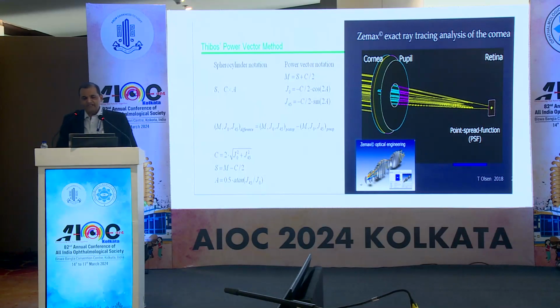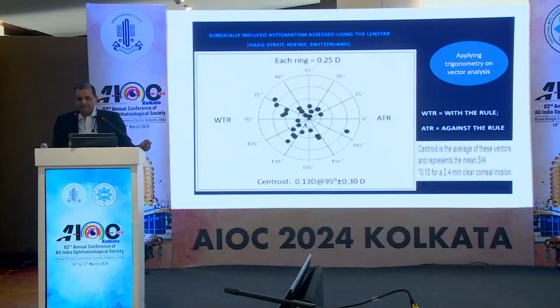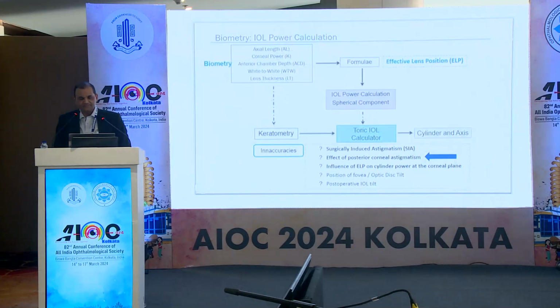Because of the better understanding with vector analysis by supercomputers, and we have ray tracing technology and optical engineering systems, at each and every point of the eye we can calculate the correction. So you apply this trigonometry and vector analysis, and the average of these vectors represents the mean SIA value, and that is known as the centroid value. For the centroid value, Dr. Douglas has given us a value of 0.1 for the 2.4 millimeter corneal incisions, or 0.12 for the 2.8 incisions.